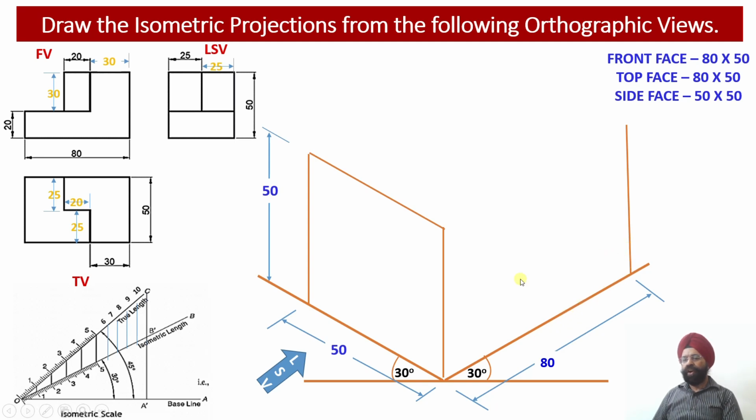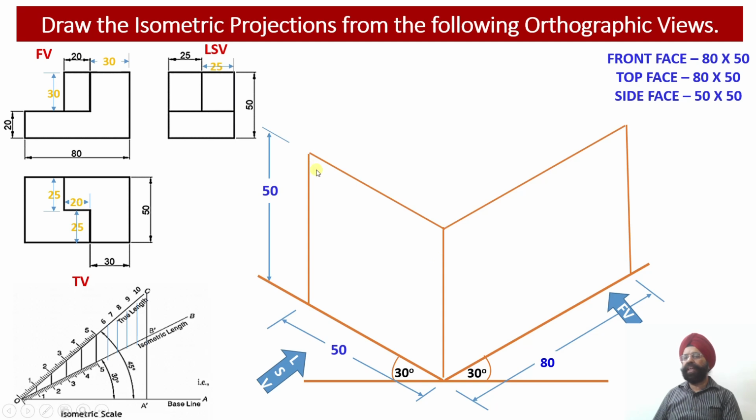And again, in order to complete this rectangular shape corresponding to the front face, I have to draw two isometric lines. One vertical isometric line which will be parallel to the y-axis, and this will have an edge length equal to 50 millimeter. Another isometric line I have to draw which will be parallel to the z-axis, and it will be measuring 80 millimeter. So this is my front view face over here. So the front view face has been obtained, the side view face has been obtained.